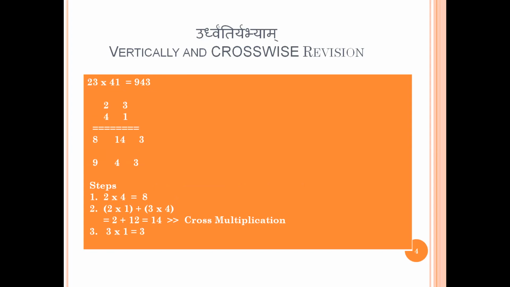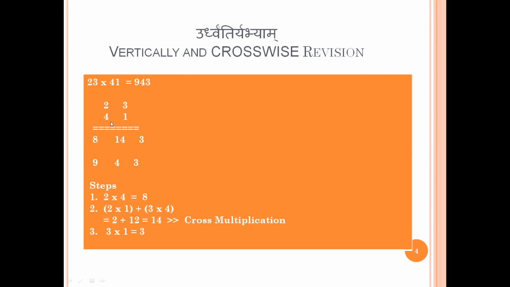So 23 into 41. We do vertically first, 4 twos are 8. Then we do crosswise: 2 ones are 2, 4 threes are 12, 12 plus 2 is 14. Then 3 ones are 3. So 3 as it is, 4 as it is, 1 goes to the next, 8 plus 1 is 9. So the answer is 943. Clear? Very easy.